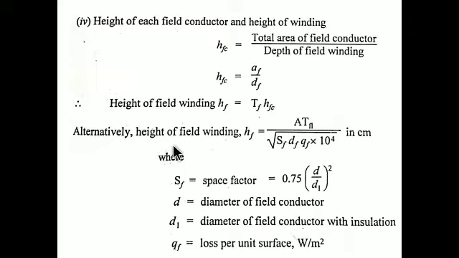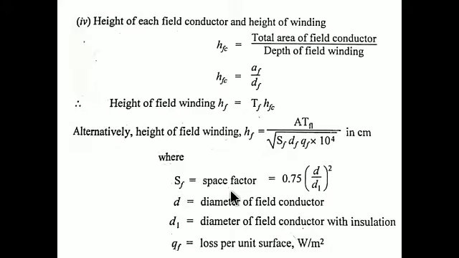One more formula is there for finding the height of the field winding. HF is equal to ATFL, which is the full load MMF value. That is the step in the previous content, determining the full load MMF, or otherwise the fourth step of determining the height of the field winding in the field system design. The same thing here: the HF value is divided by SF into DF into QF into 10 to the power of 4, in centimeters.